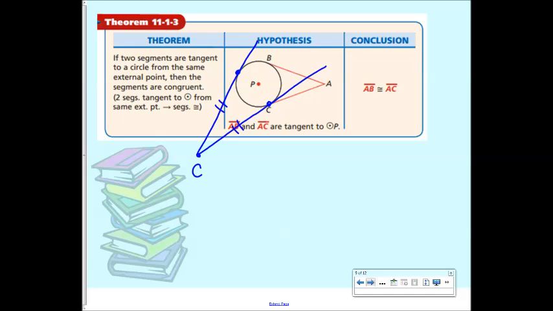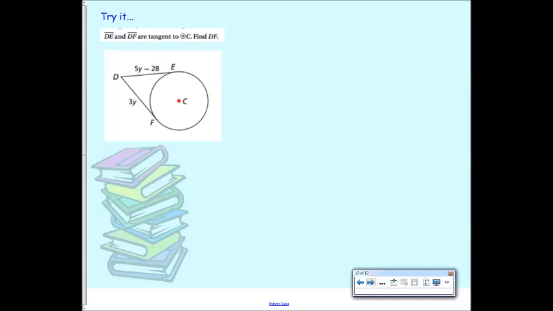So how would we use that here to figure out DF? You can set them equal to each other because you know that these two line segments have to be congruent since they start at D outside the circle and they both are what to the circle? These are both what? Tangents. They're both tangents, they meet at one point, and then we can say that 5y - 28 must equal 3y.